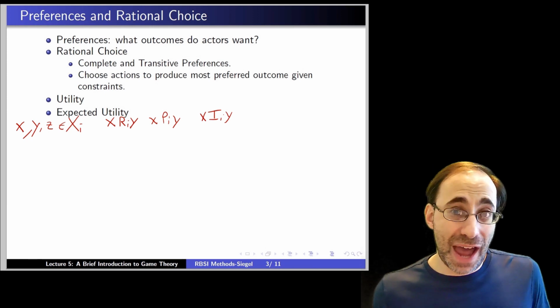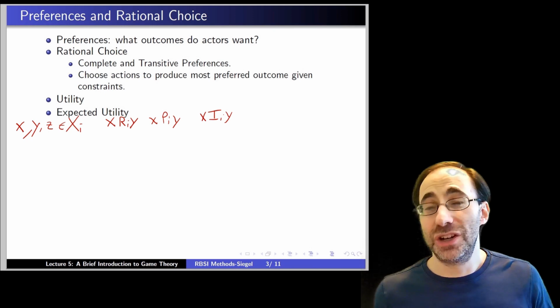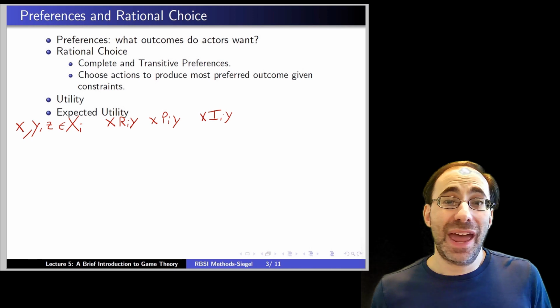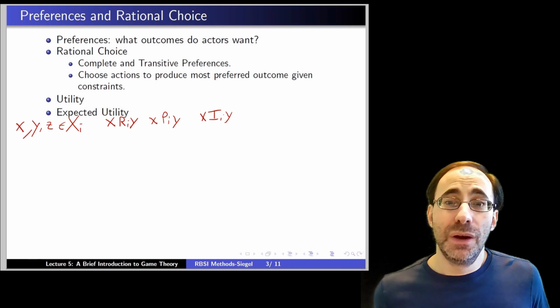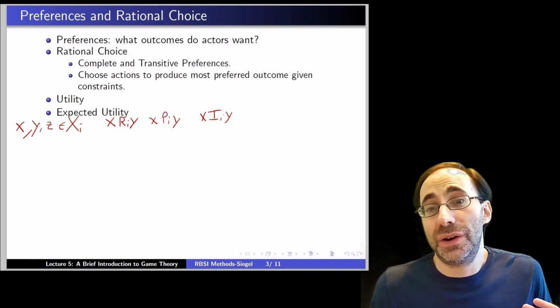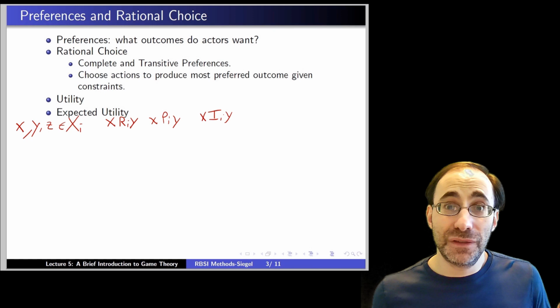And we assume actors have preferences. Now, in order to go about using game theory, we have to make certain simplifying assumptions on preferences, so not everything is possible. For most of game theory, we're going to be assuming what's called rational choice assumptions. Rational choice means something very specific.